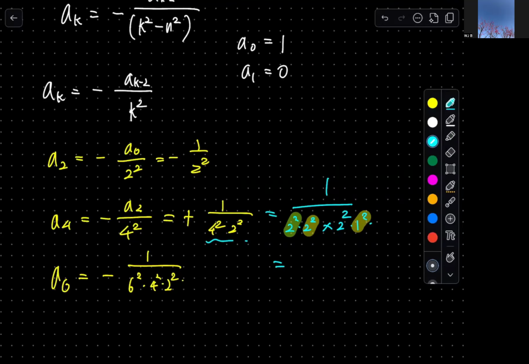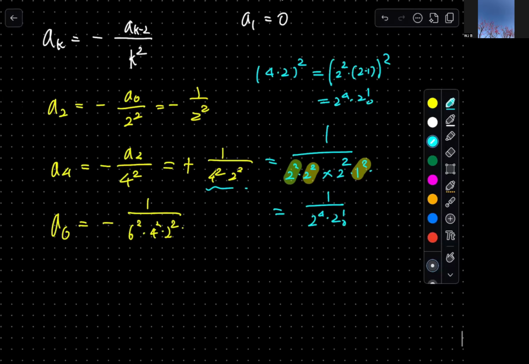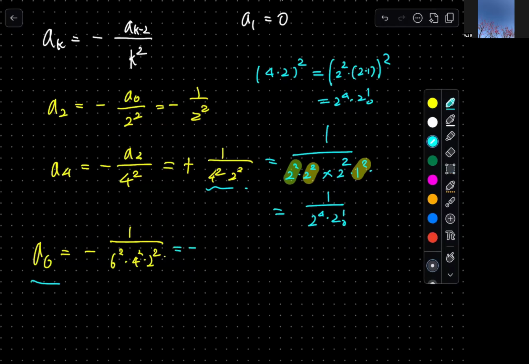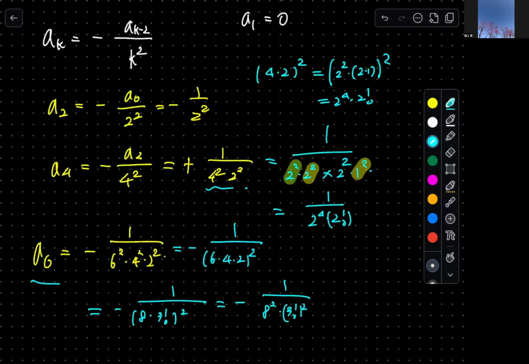Because I was thinking maybe trying to derive factorial, right? Because 4 times 2 squared, which is 2 squared times 2 times 1 squared. So that's going to be 2 to the power 4, 2 factorial. Yes. So 2 to the power 4 times 2 factorial is A4. And we smell the factorial for the A6 also. So it's going to be minus 6, 4, 2 squared. Then it's going to be 8, 3 factorial square. So we have a negative 1 over 8 square, 3 factorial square. Oh, should be square here.